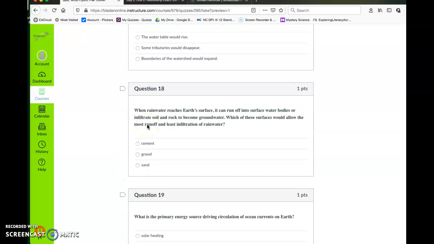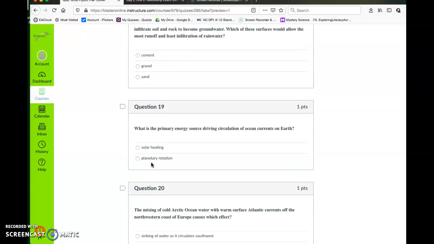Question 18. When rainwater reaches Earth's surface, it can run off into the surface water bodies or infiltrate soil and rocks to become groundwater. Which of these surfaces would allow for the most runoff and least infiltration of rainwater? Cement, gravel, sand.